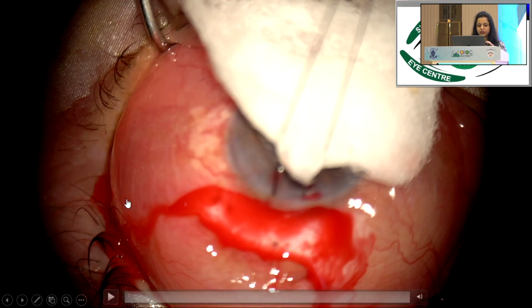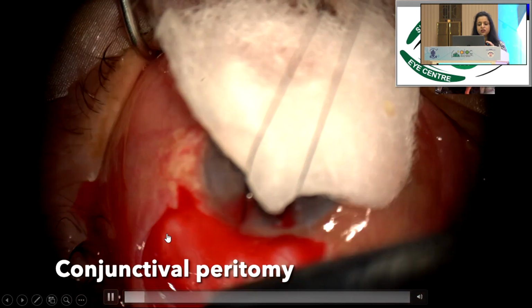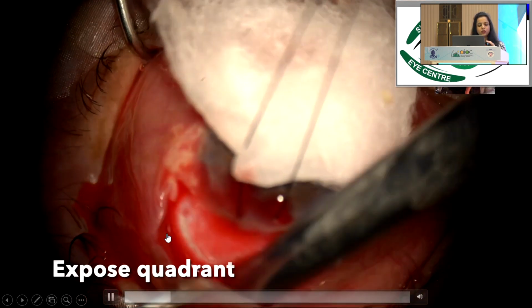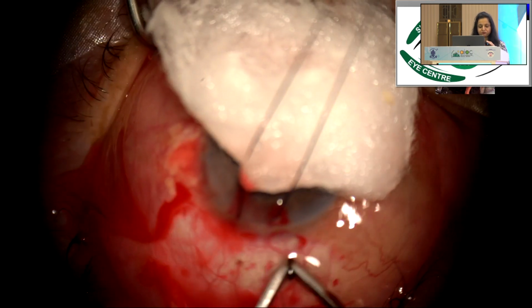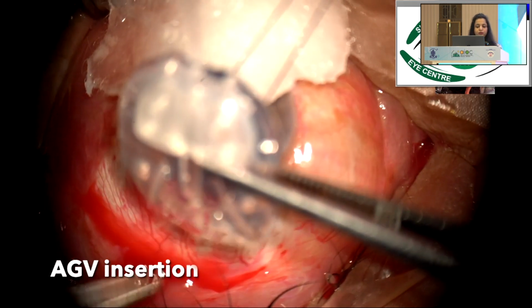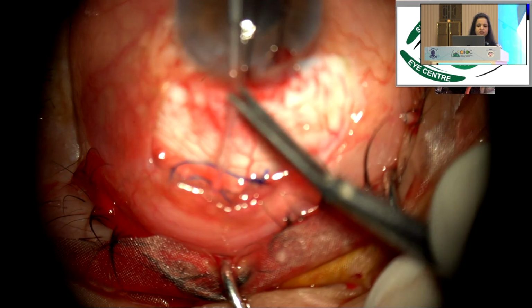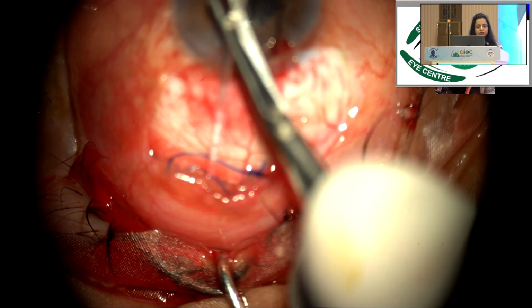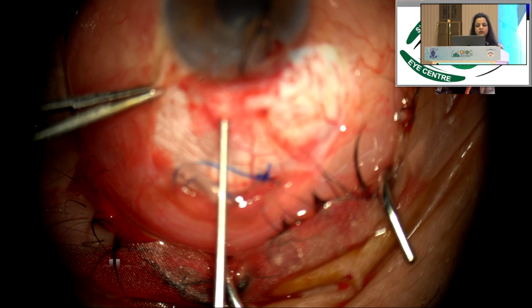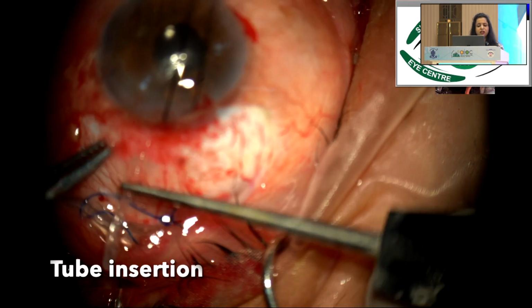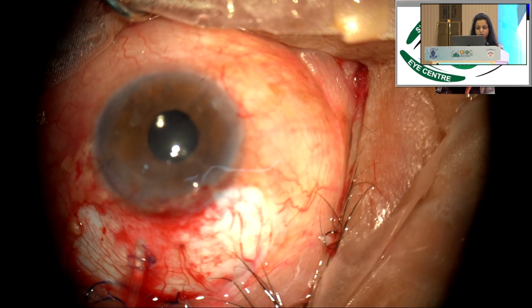So I planned him for AGV. In the superior temporal quadrant, a pocket was made, the AGV was inserted, then the tube was inserted, and after a scleral patch, the eye was closed.